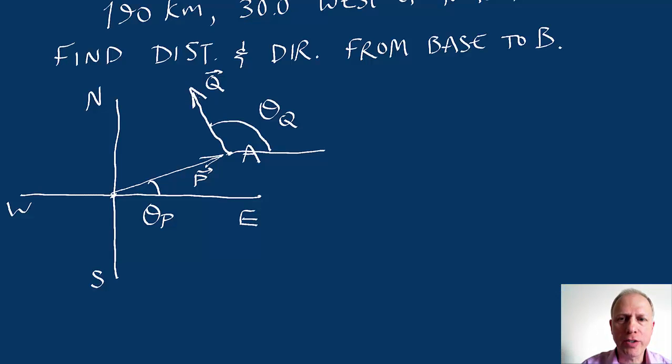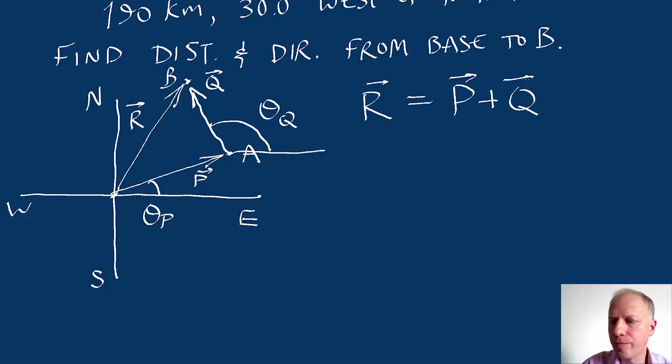To find the distance and the direction from the base to point B, which would be right here, I just need to find the magnitude and direction of this vector. This vector is the sum of the vector P and the vector Q, because the arrangement of my arrows, heads and tails, is just like we discussed for vector addition of vector P plus vector Q. I'm going to call this sum vector R. R equals P plus Q. And I just need to find the magnitude and direction of R.